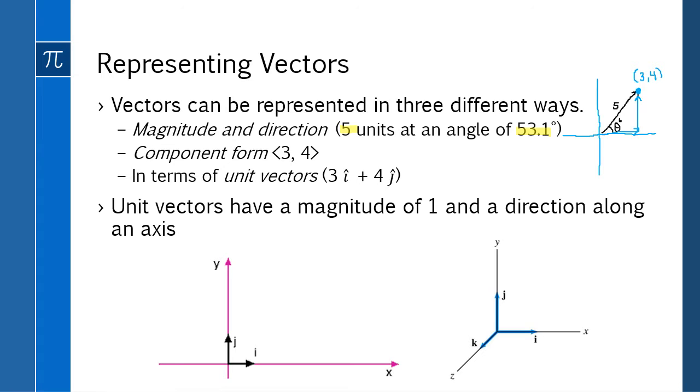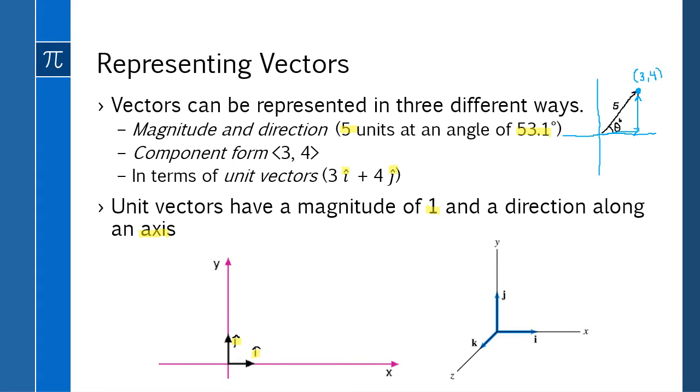Now there is actually a third way of representing vectors, and that is in terms of unit vectors. And this is very similar to component form, but just written slightly differently. So unit vectors are vectors that have a magnitude of 1 and a direction along an axis. So the most common unit vectors that you would see would be I and J, and those are typically written, as you can see up here on the slide, with a little caret or a little hat over them instead of a normal dot. So that's how you know it's a unit vector instead of just a letter. So if you see them written with that little hat.